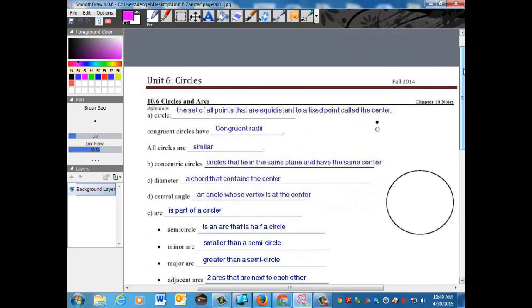Welcome back to geometry. We're at unit 6, circles. Today we have a lot of definitions, so if you need to, hit the pause button and fill out the following definitions. I'm going to go ahead and start.